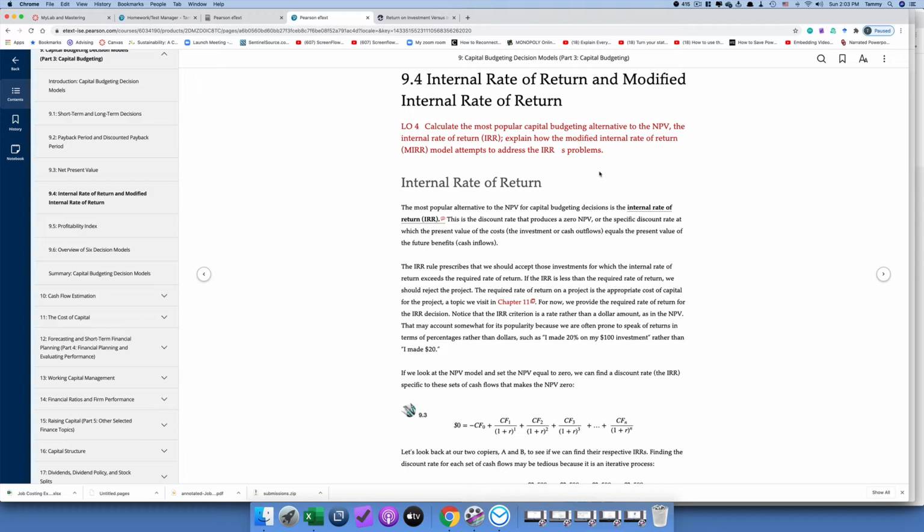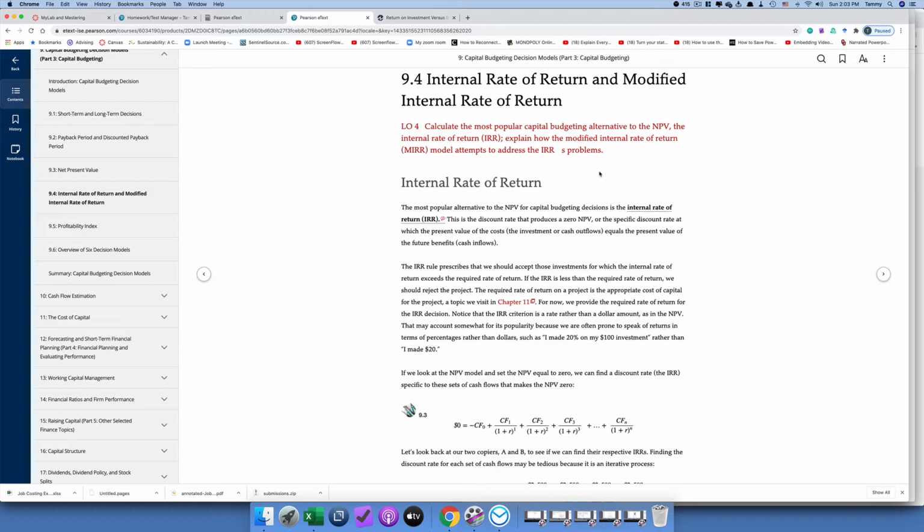You might need to read the book on top of listening to me. You might need to do some Googling if it still doesn't make sense, but you'll get there, okay? So the internal rate of return, from a most simple perspective, is the point at which the net present value is zero.